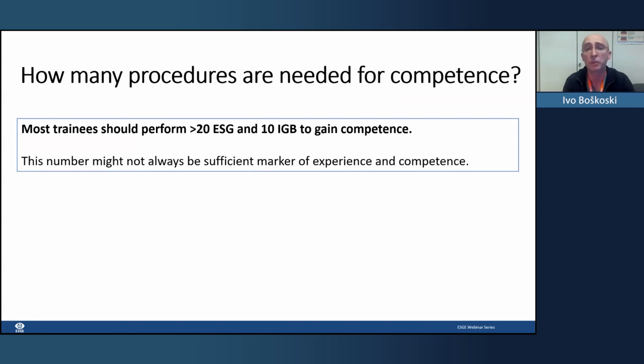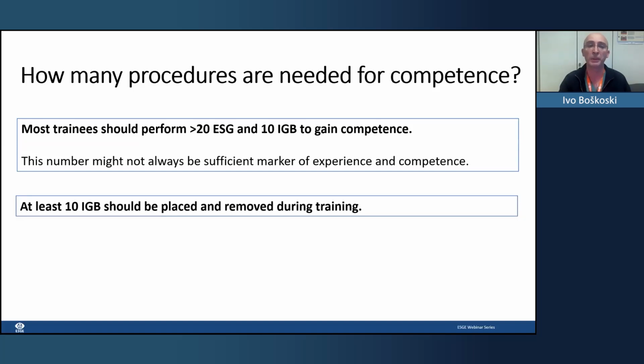You're probably asking yourself how many procedures we need to do before becoming competent. Most trainees should perform more than 20 ESG procedures and 10 gastric balloon placements. This is just an example for the competence. These numbers might not always be a sufficient marker of experience and competence. And of course, these recommendations are only some of those that will be reported in the paper. These are only the highlighted ones.